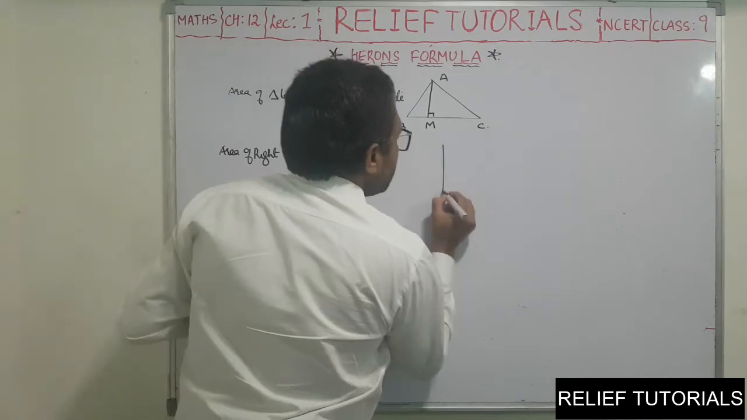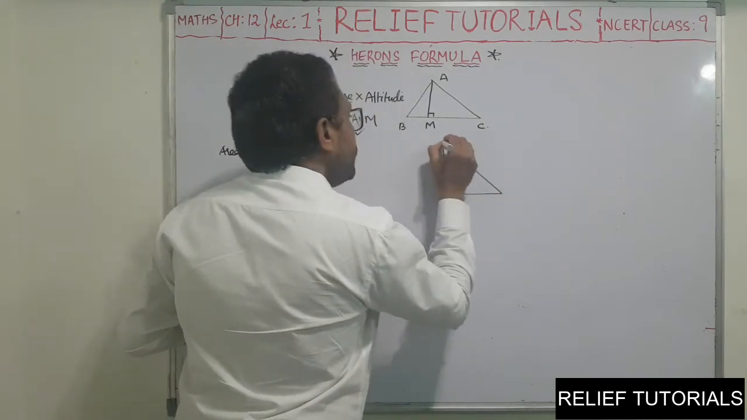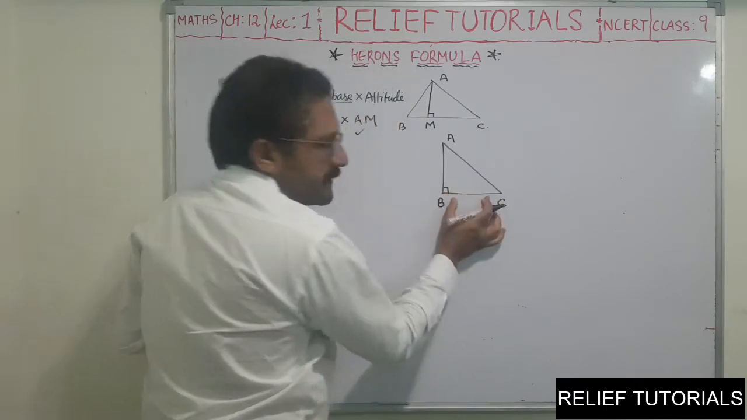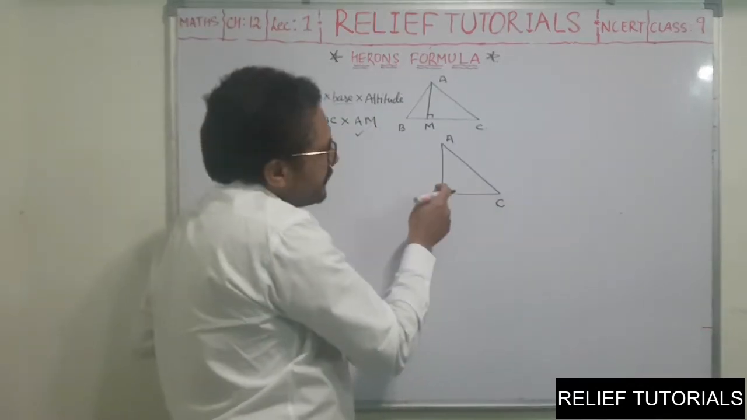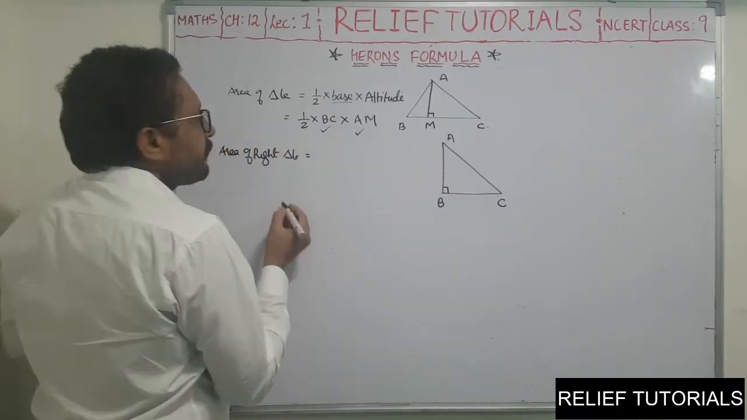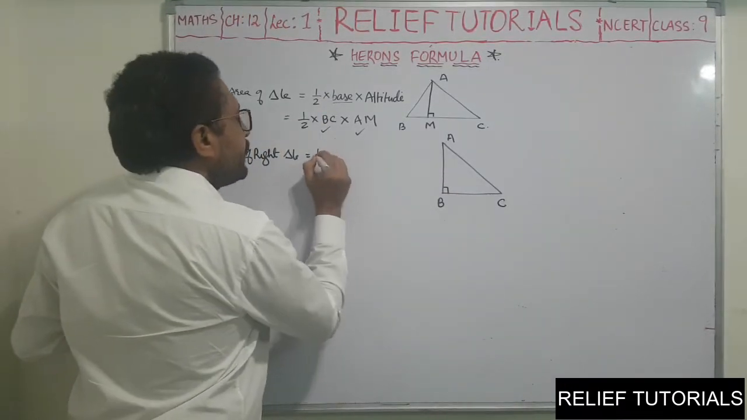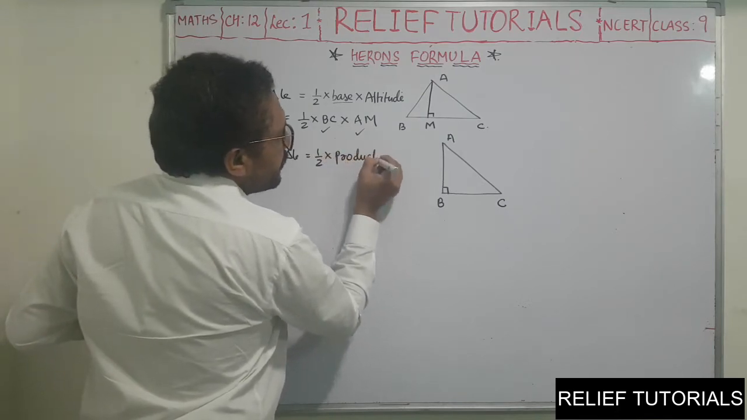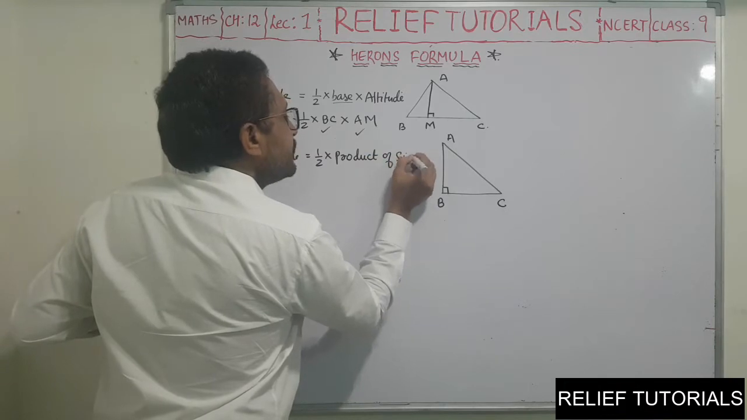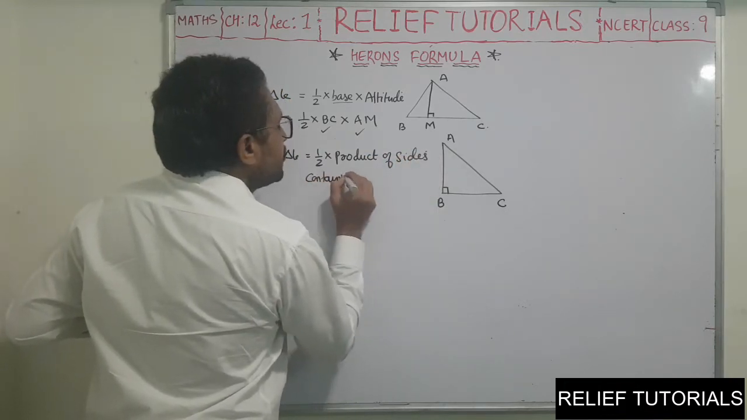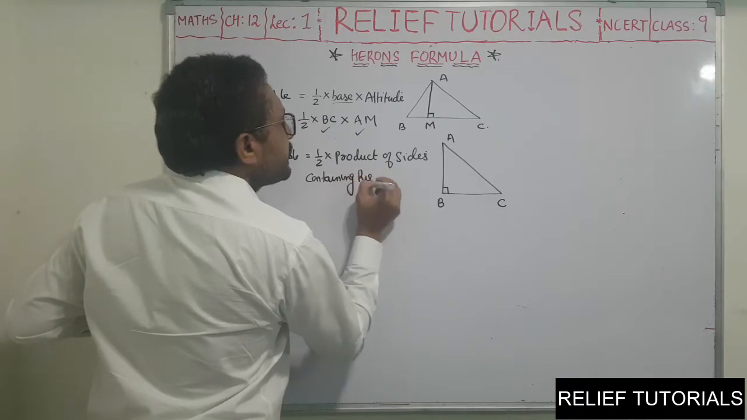Okay. Now, if it is a right angle triangle, so the area of a right triangle. See, this is a right triangle. If I consider BC as a base, then its corresponding altitude is AB. Or we can say in short, the area of a right triangle is half into the product of sides containing the right angle. Product means multiplication.